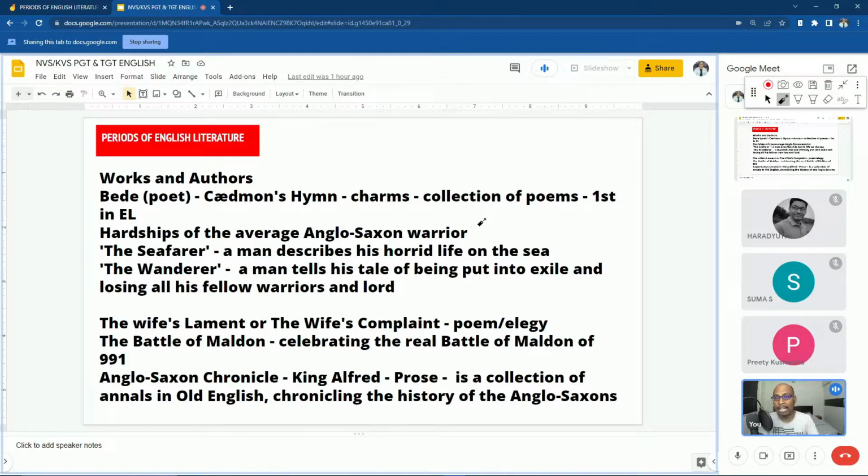Based upon these Anglo-Saxon warriors, there are two important titles or poems. One is The Seafarer. What is this Seafarer? It is a poem that discusses the Anglo-Saxon warriors' struggle. A man describes his horrid life on the sea.